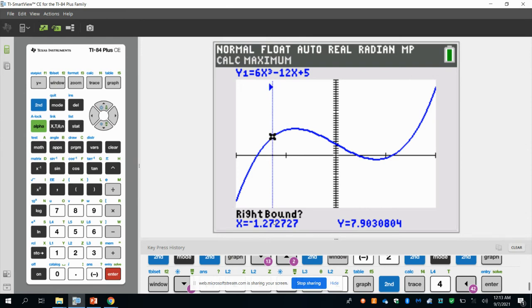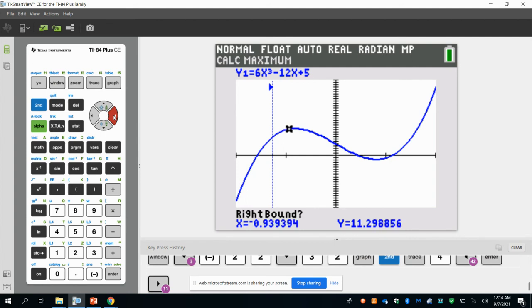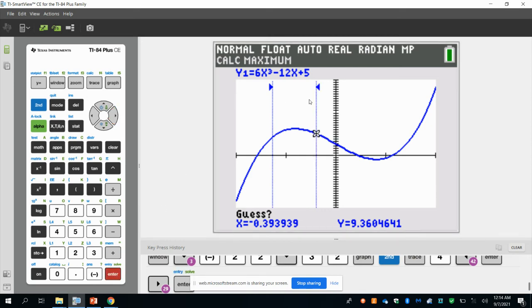Now it asks you to determine the right bound. I use the arrow key to move this flashing cross to the right-hand side, anywhere as long as it is on the right-hand side, before this turning point. Anywhere along here will be fine, and then press enter to place the right-hand boundary.